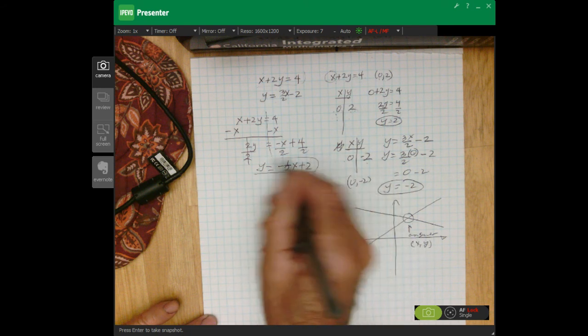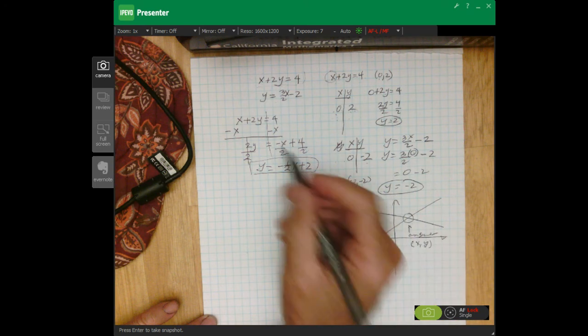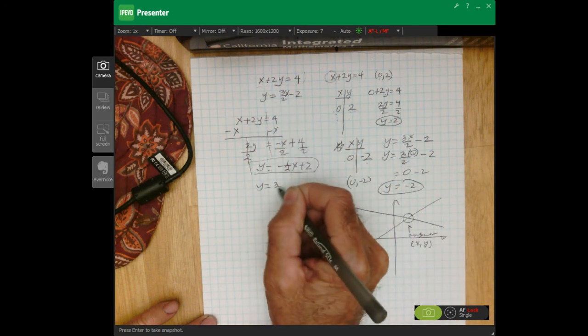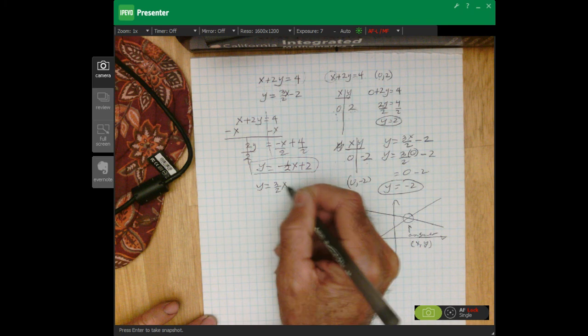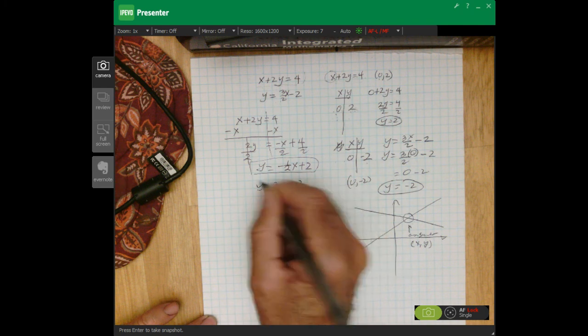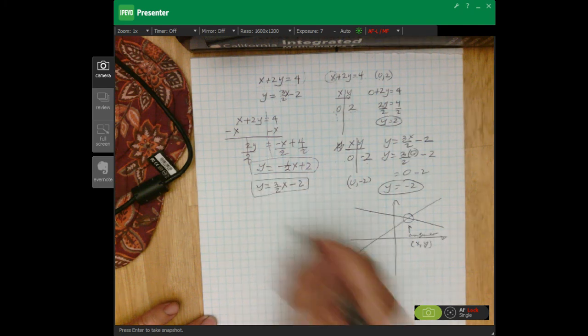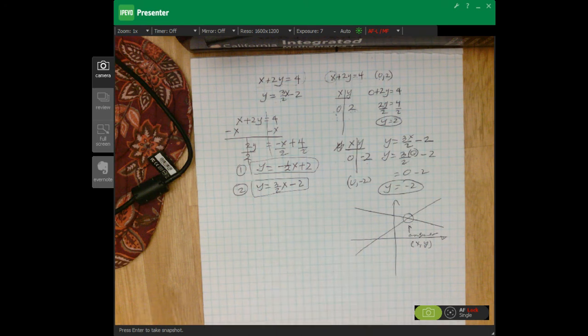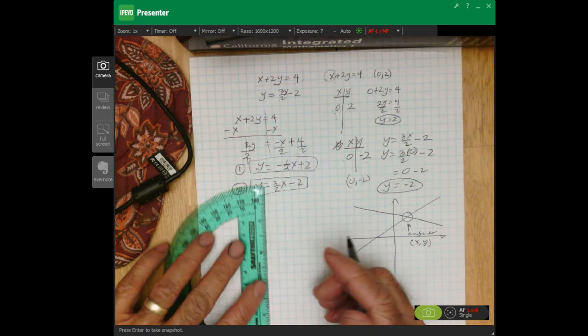So that's one equation. The other equation is right here: y equals 3 over 2 x minus 2. So these are the two equations, the first equation and the second equation. And so now the whole idea is to graph them.